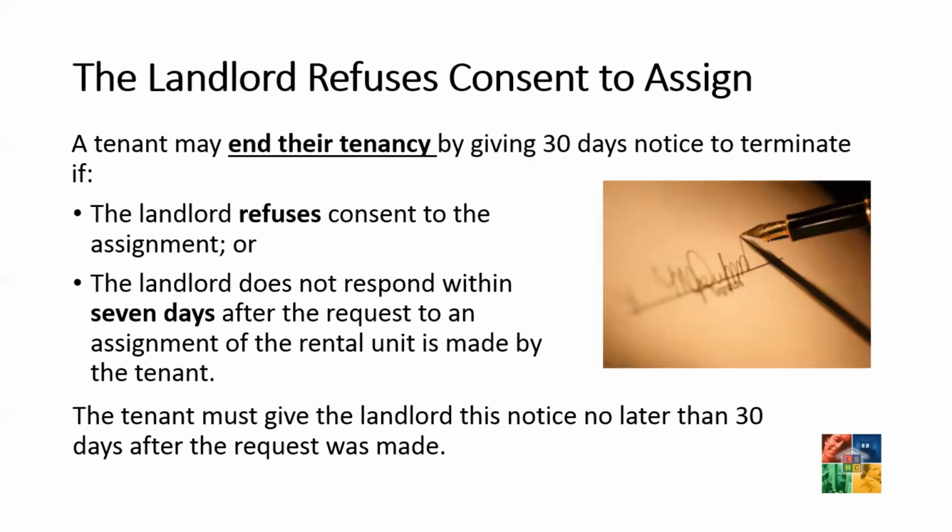If the landlord refuses to give general consent to the assignment request, or they do not respond within the 7-day period, the tenant can end their tenancy after providing 30 days notice to terminate. This notice to terminate must be given to the landlord no later than 30 days after the assignment request was made.